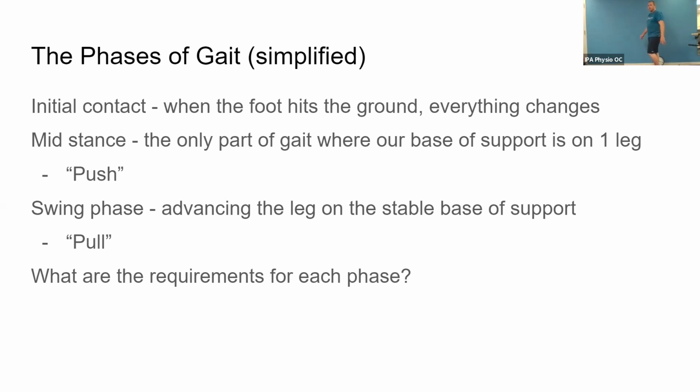In the PT world, we learned about the phases of gait, about 8 of them. We're going to simplify it and put it into 3. We're just going to talk about what happens in the swing phase when we bring our leg forward to initial contact, because when you hit the ground, everything changes. And then we're going to take the entire stance phase into this position here.